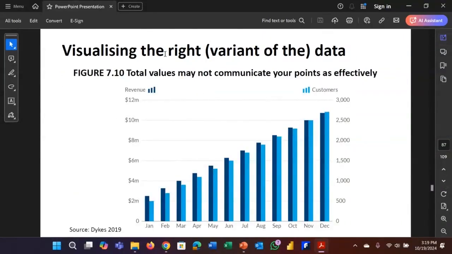Okay, so this one, we look at visualizing the right variant of the data. First thing you see, total value may not communicate your point as effectively. Why? Because you see here, this darker blue is about revenue, isn't it? This is about customers. So the thing is, how do you equate? Revenue is in terms of $1 million, right? But this one also $1 million. The customer is a number, isn't it? So that's also a problem, isn't it?